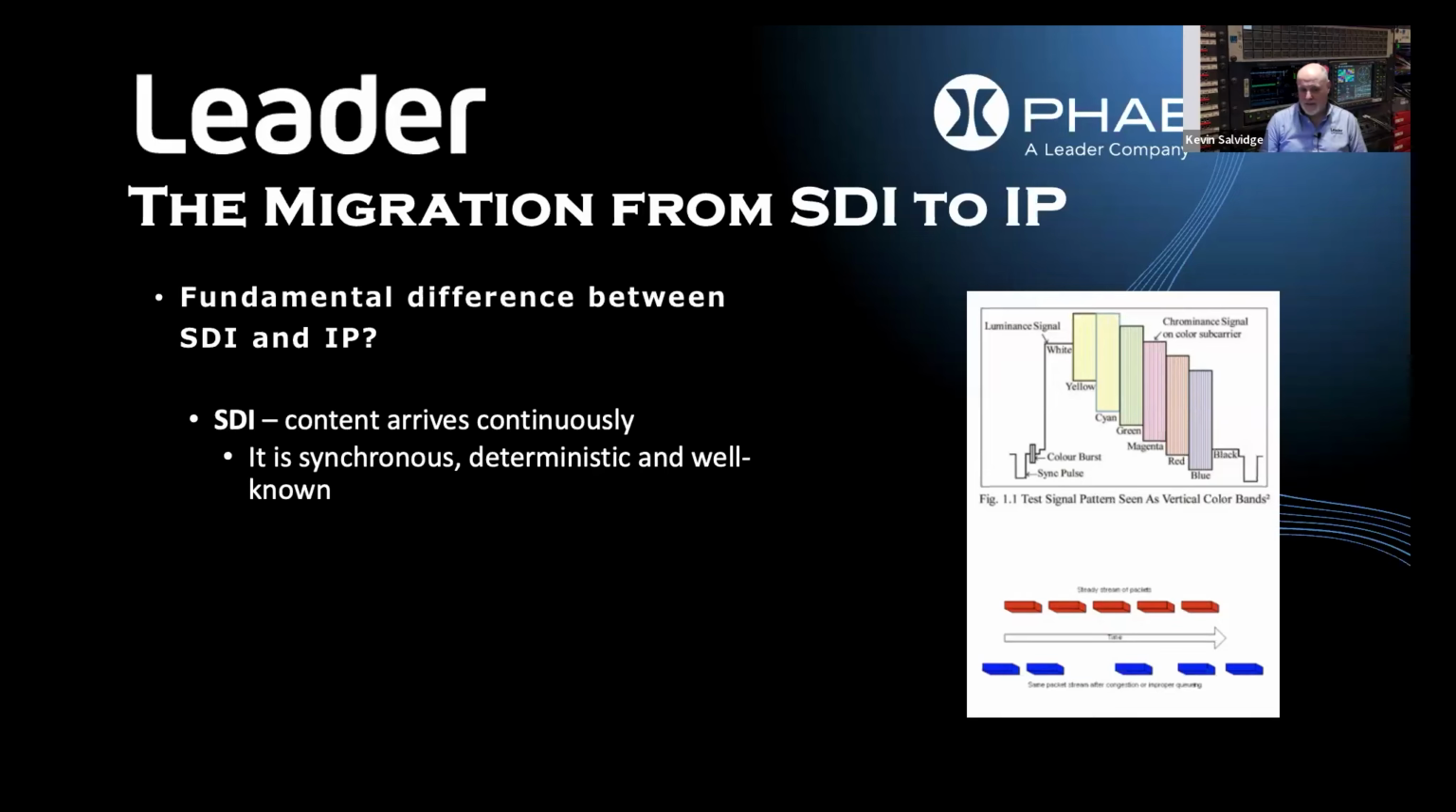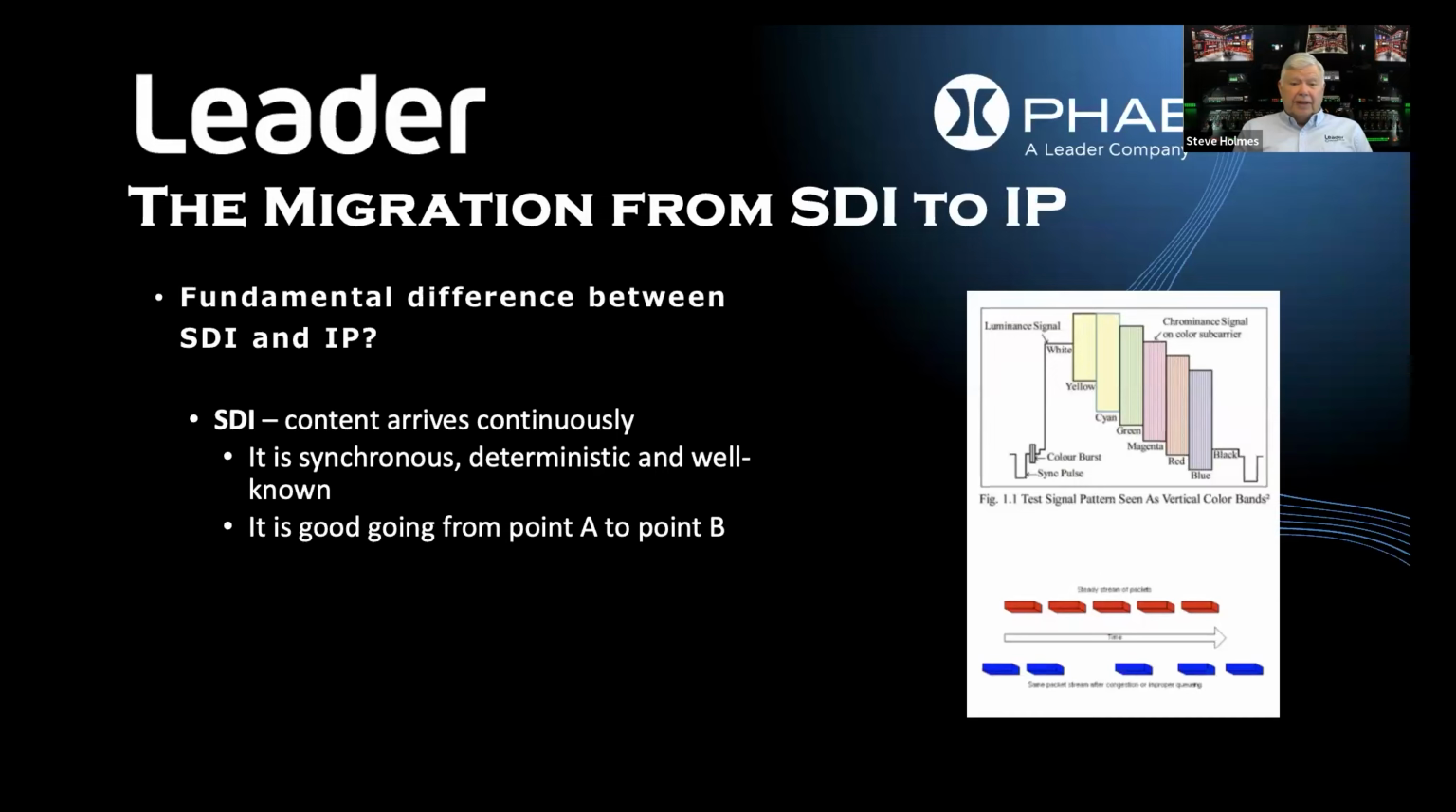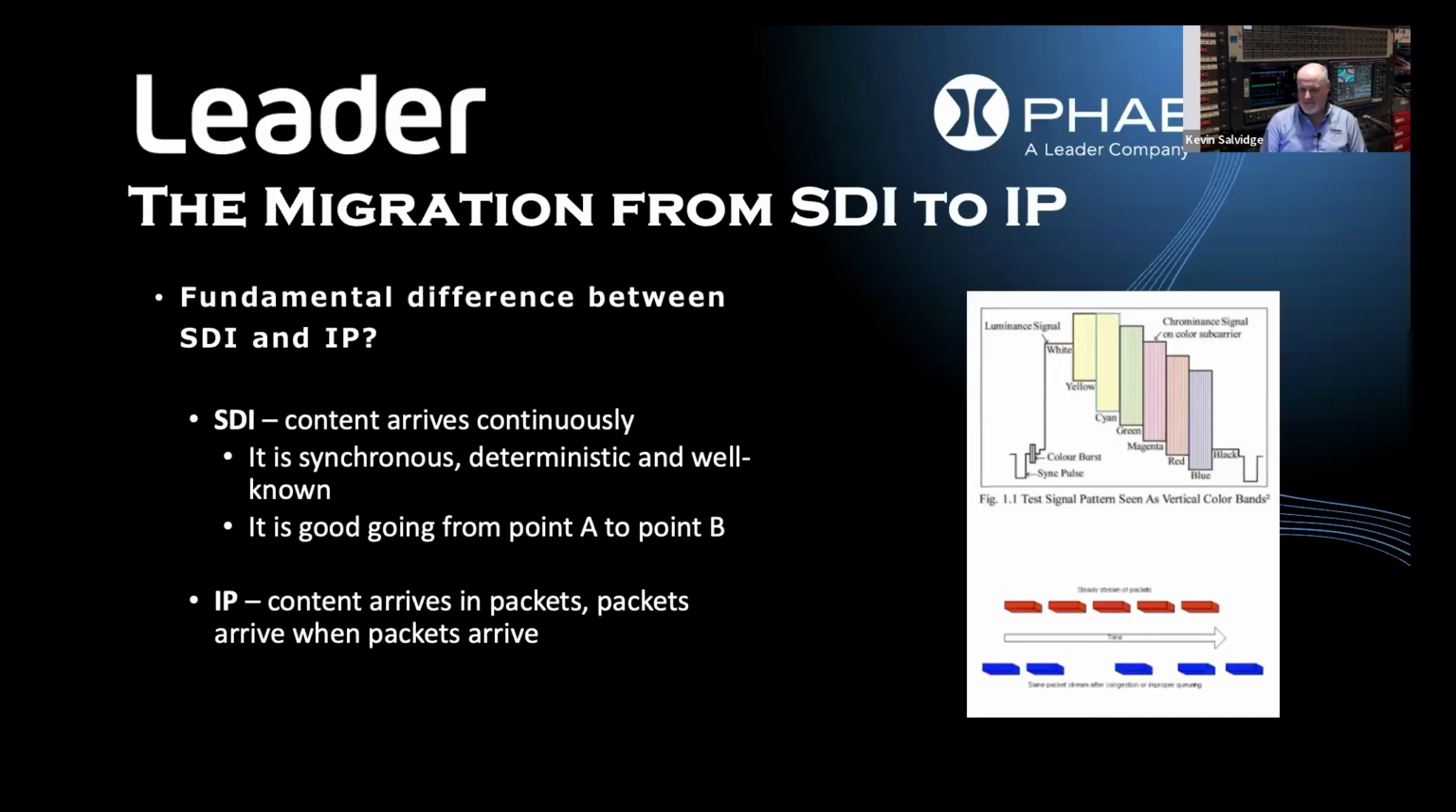So you'll hear us describe things as being synchronous, deterministic, and it's still a fantastic transport mechanism, isn't it, for moving content from one point to another. Yeah, and it's for the most part pretty much plug and play. You take two ends of a piece of coax, plug them in, and voila, everything's there. IP, on the other hand, is a little bit more, well, the great quote I saw is that obviously we're using packets now, and packets arrive when packets arrive.